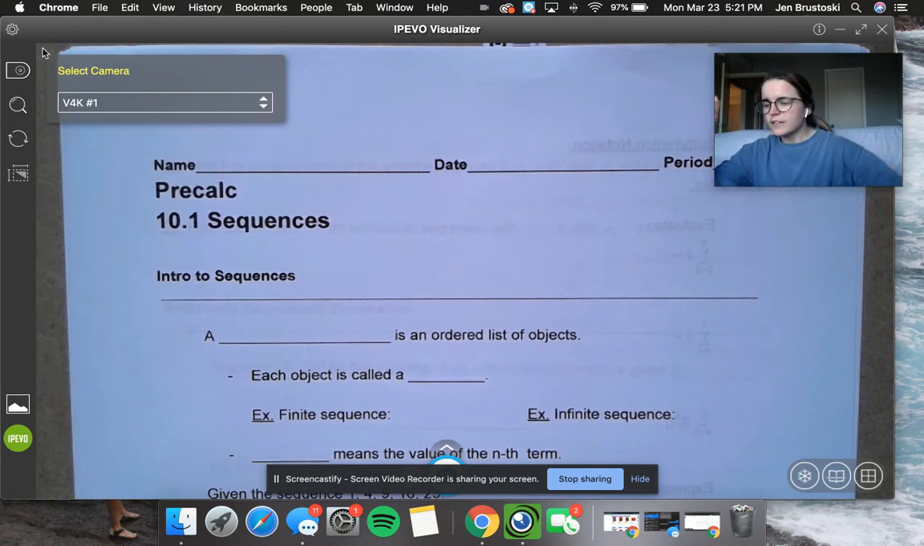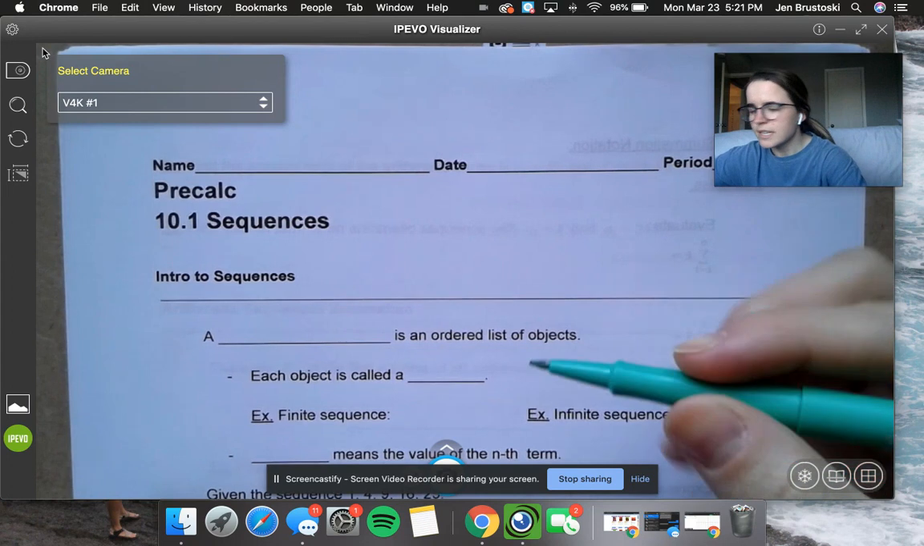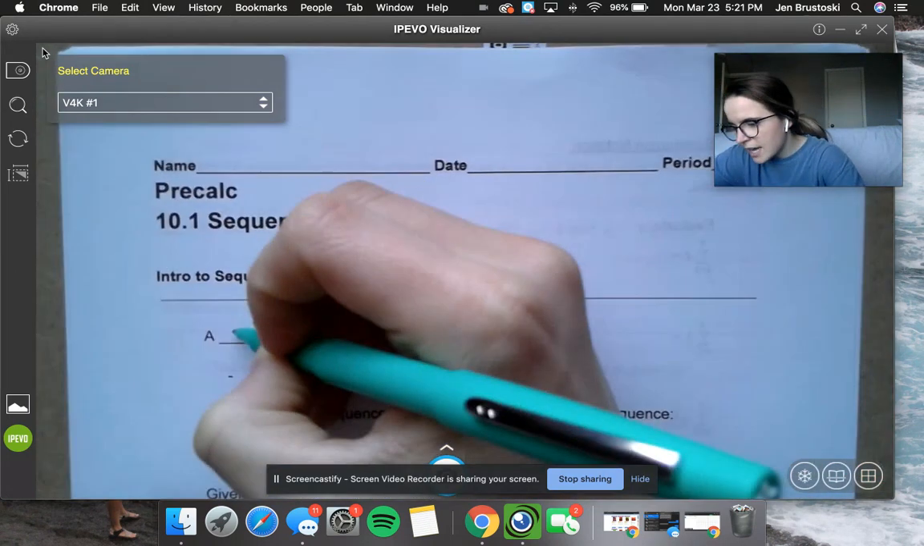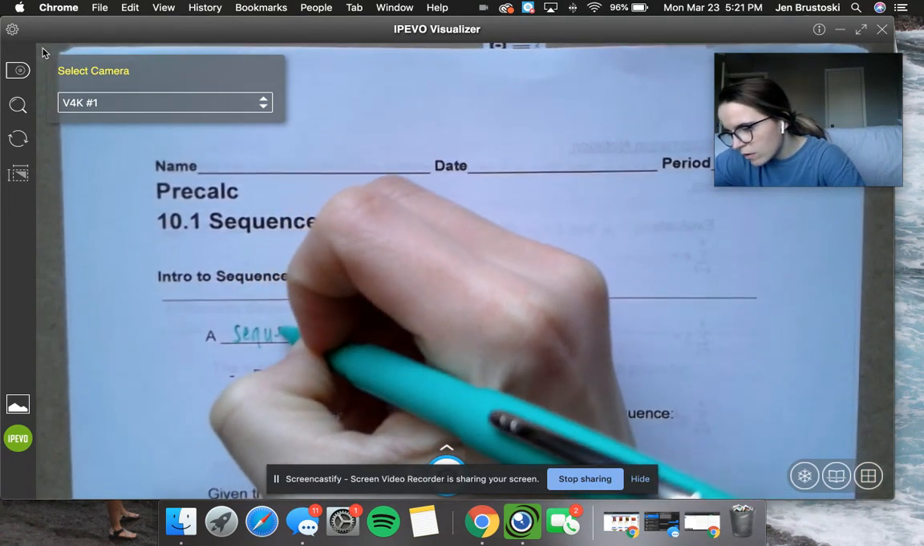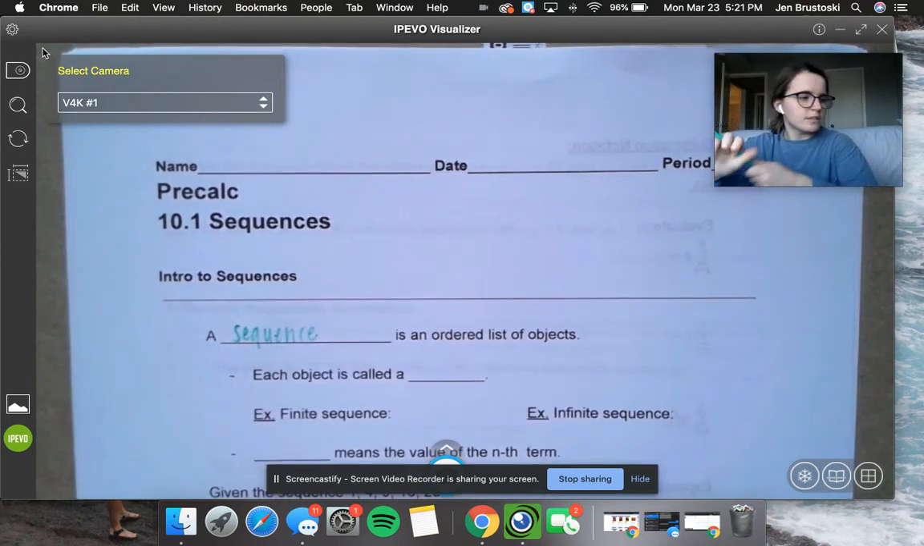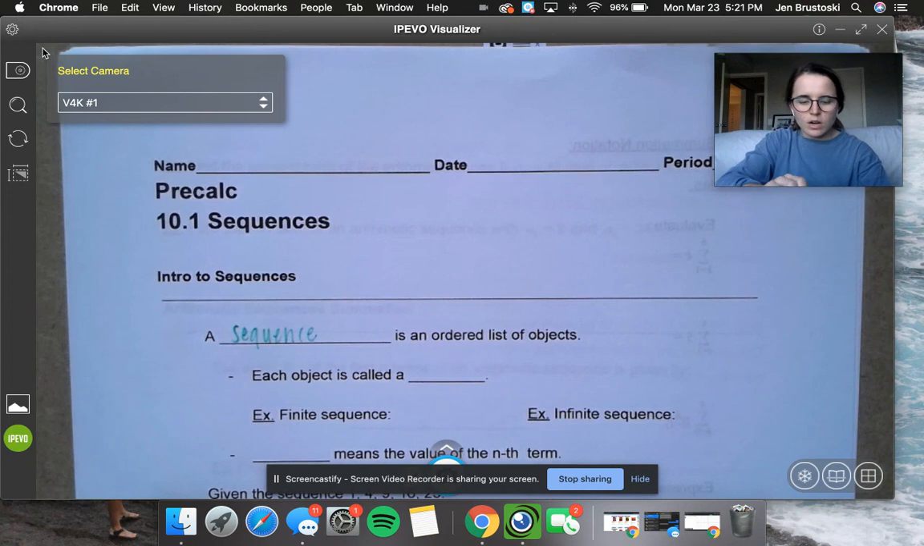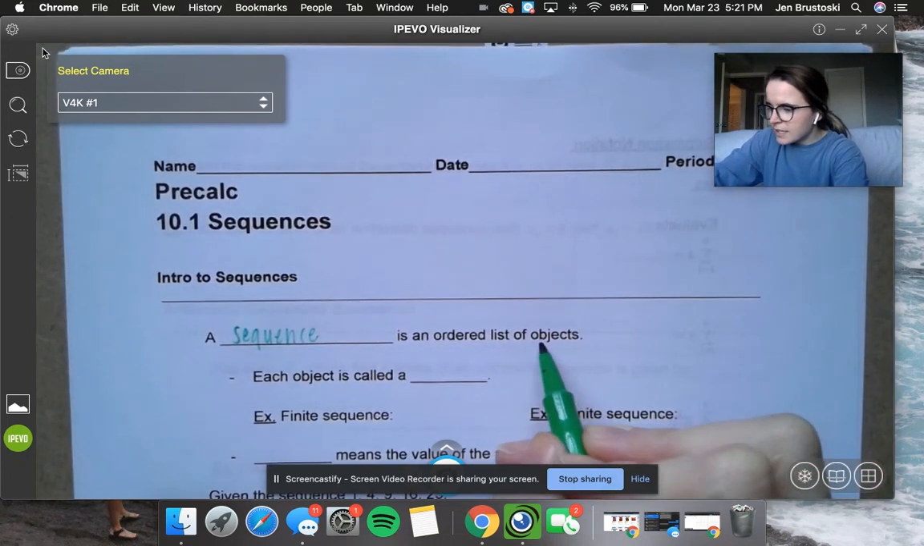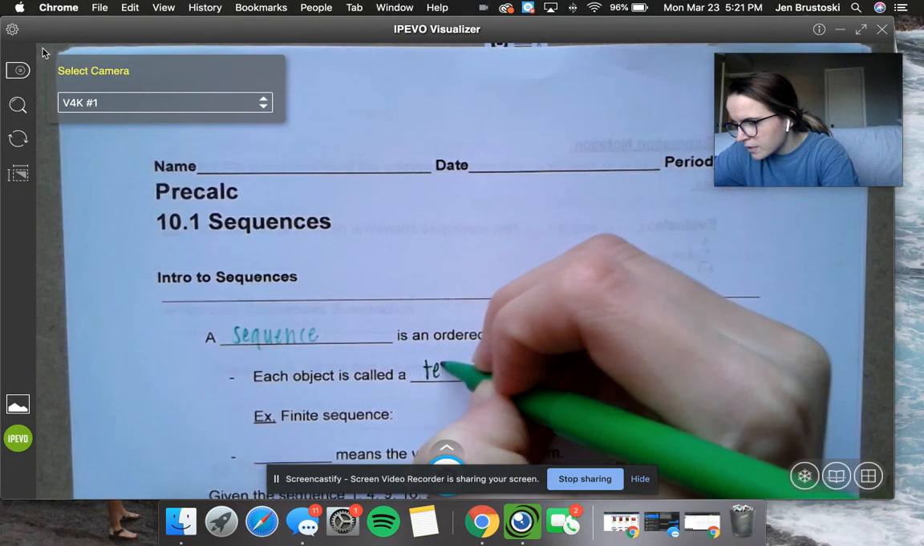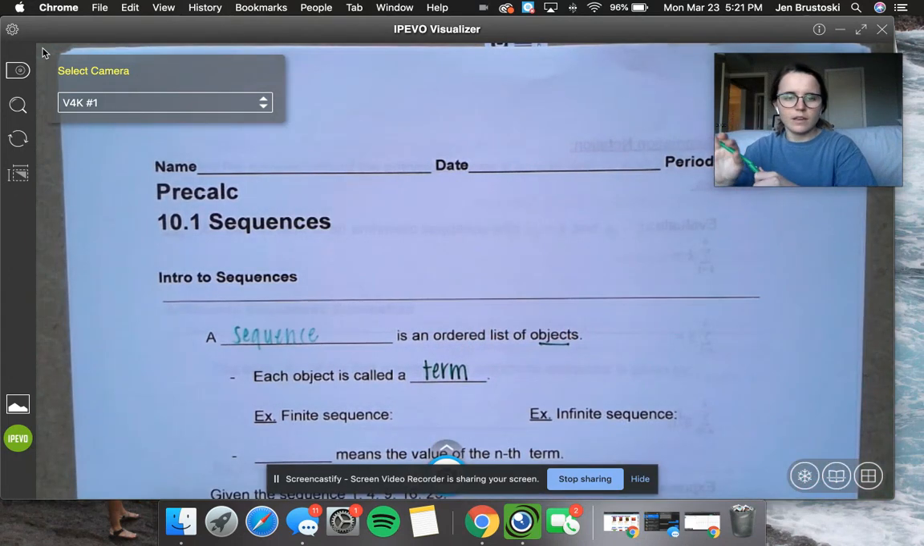Okay, so first let's talk about what a sequence is. A sequence is a list of ordered objects. All right, and then each object in the list is called a term.